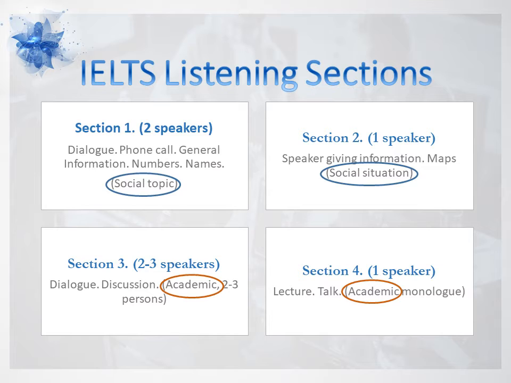Most of the students do quite well in section 1 and 2 because they are familiar with social situations. In most of the course books we learn mostly social situations, for example, a phone call, giving general information, phone numbers, giving names, and so on. But in section 3 and 4, since they are in academic context, many students struggle.